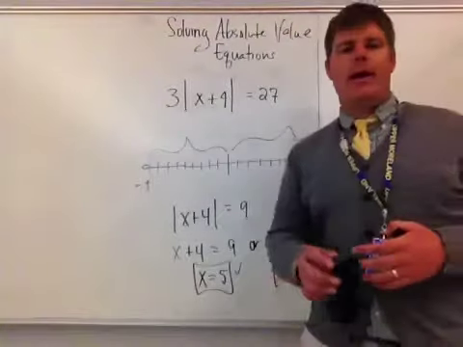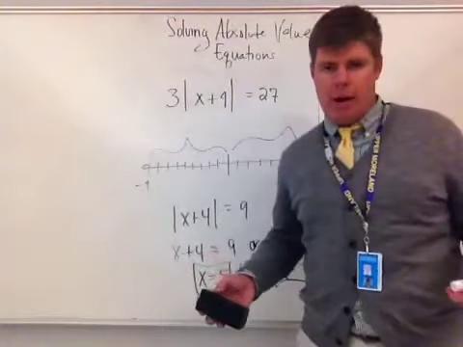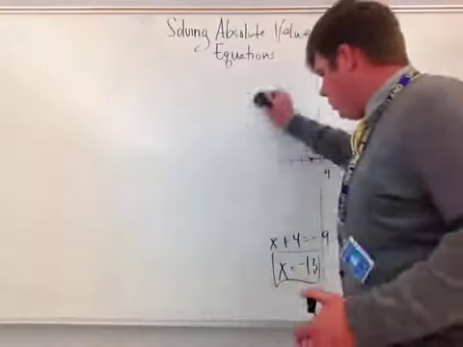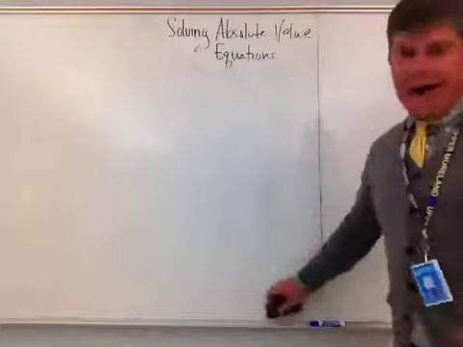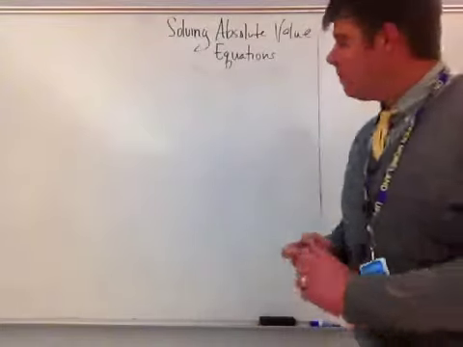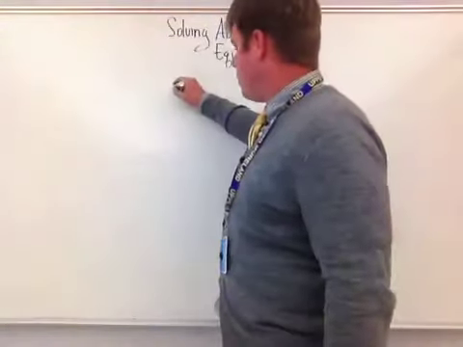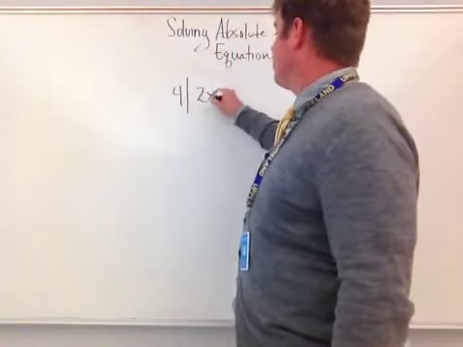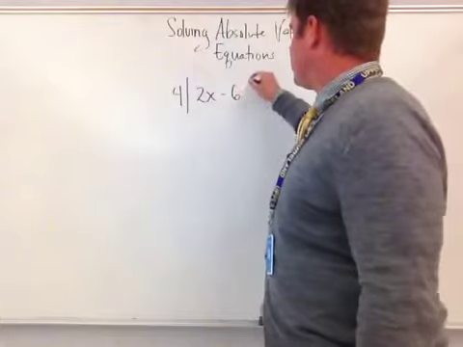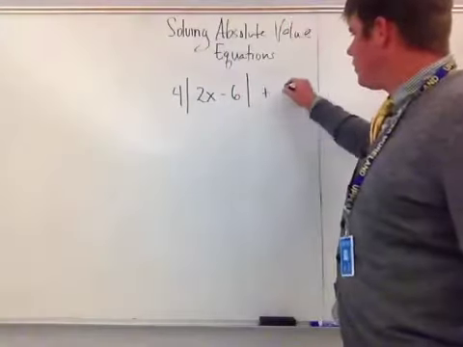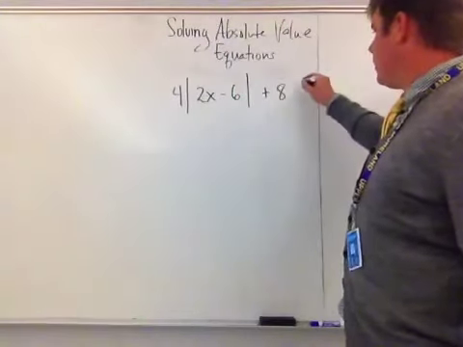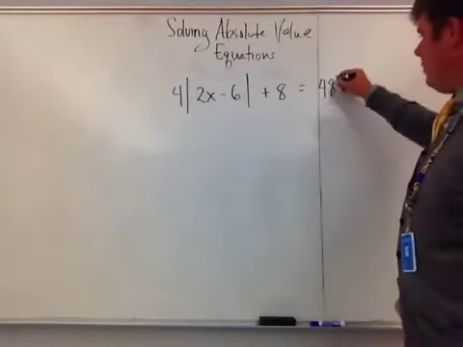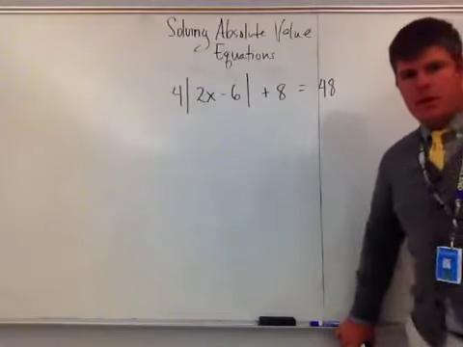Let's make a hard one. Let's make it as hard as we possibly can. The hardest one that I personally, if I was your teacher, would ever give you is something like this. I would go for 4 times the absolute value of 2x minus 6, plus 8, and that's going to be equivalent to 48.